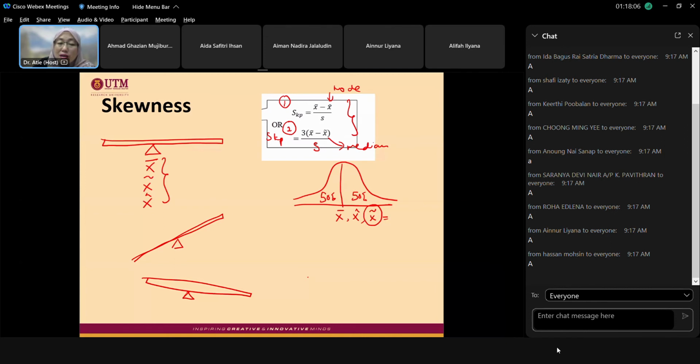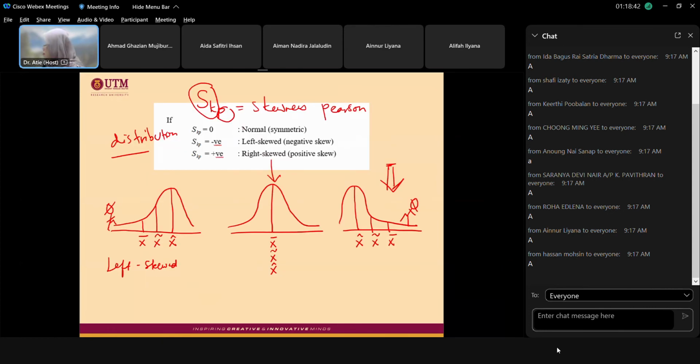But let's say your friend uses the first formula, and you use the second formula. For sure the answer won't give you the same number, but they will give you the same conclusion. Let's say your friend got a negative using the first formula, you must also get a negative using the second formula. As I said, the number will be different, but the conclusion will be the same. Okay, that's what we can say about skewness.